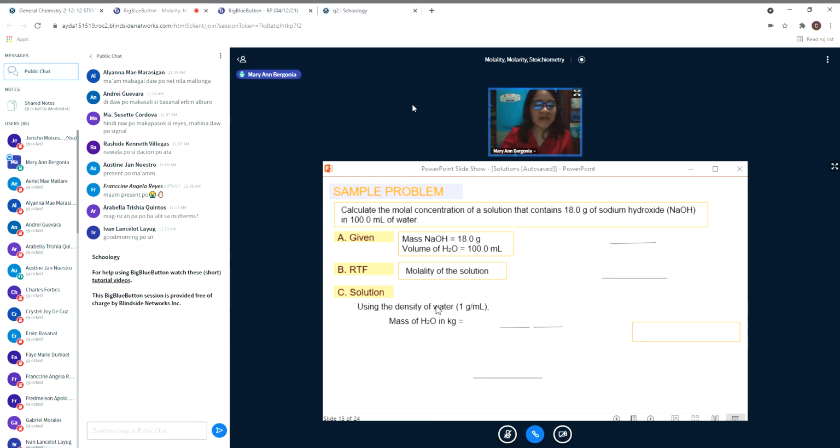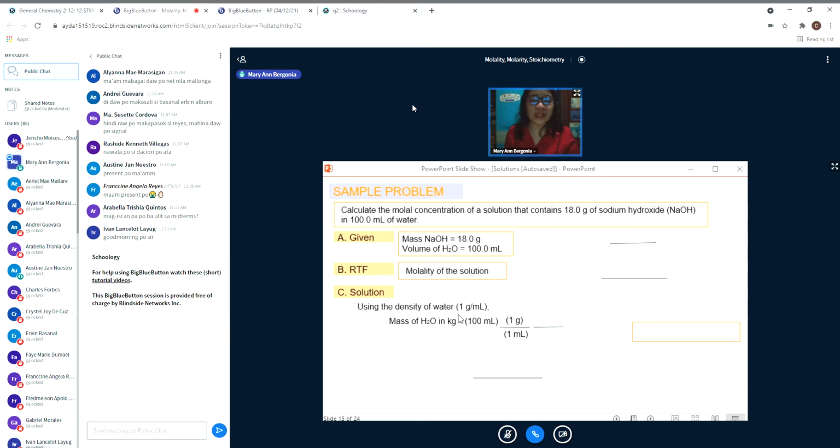So, the mass of our H2O in kilogram, iyan muna yung una mong hanapin. Ano yung mass ni water in kilogram? So, we have here 100.0 ml multiplied by 1 gram per ml. Saan nanggaling si gram per ml? The density of the water.